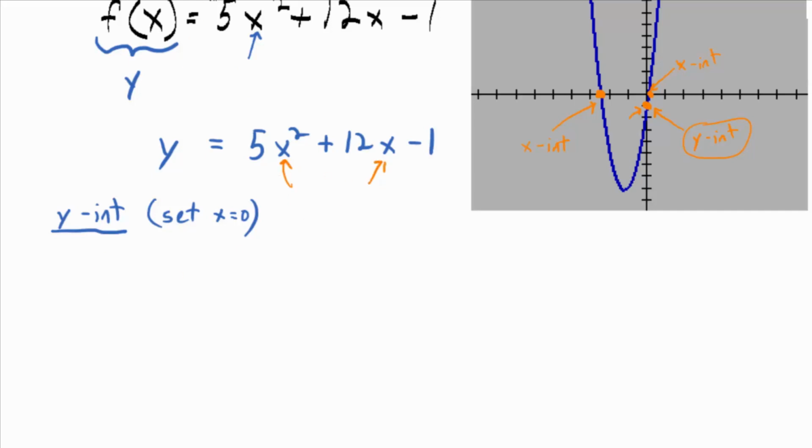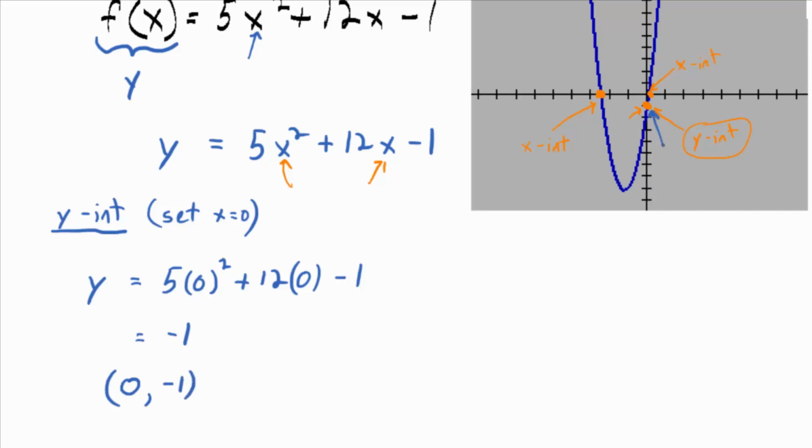Do you guys see why it's pretty easy to find the y-intercept? You get 5 times 0 squared plus 12 times 0. Those are both 0, right? Minus 1. So negative 1. But if we express it as an ordered pair, what's the y-intercept? 0, negative 1. Well, that's exactly what that looks like, right? 0, negative 1 is your y-intercept.